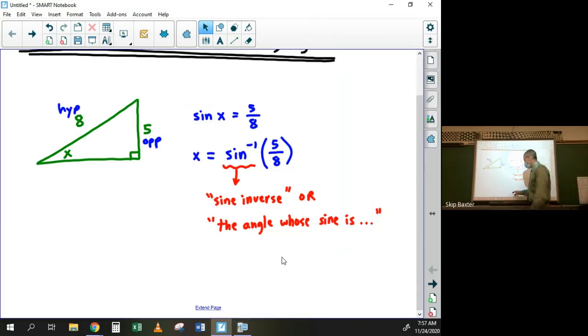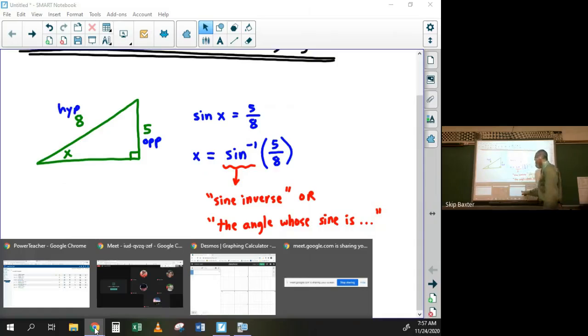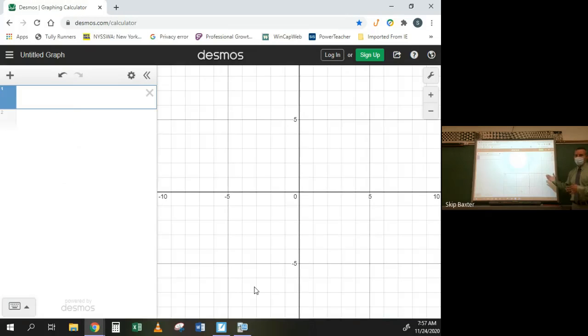On Desmos, it's super easy as well. So on Desmos, which is what I encourage you to use, there's two ways you can do it. You can either type in sine to the -1 power. So if I type in sine and then use the little caret button to get a superscript -1, and then 5/8 in parentheses, it gives me the correct answer, 38.7 degrees.